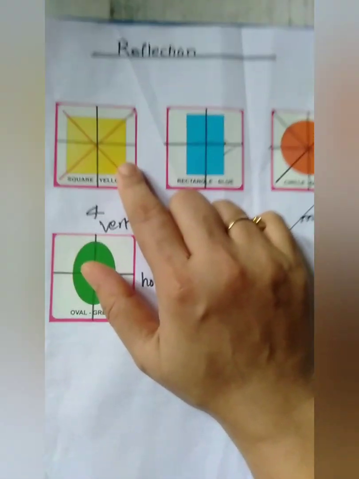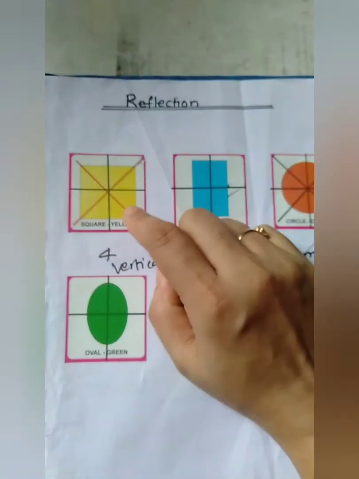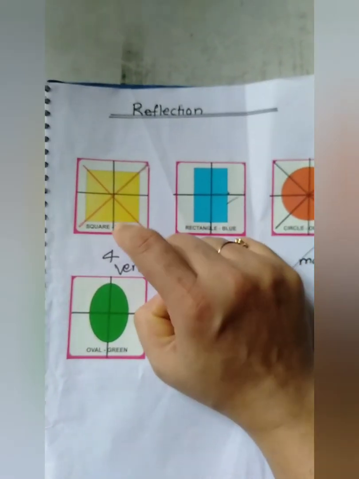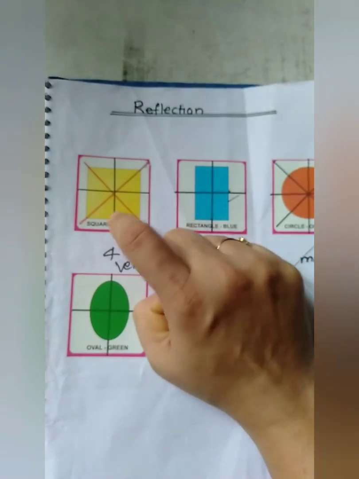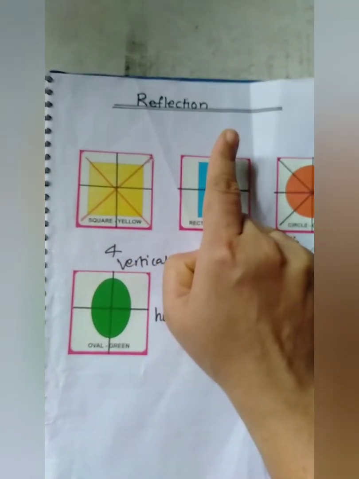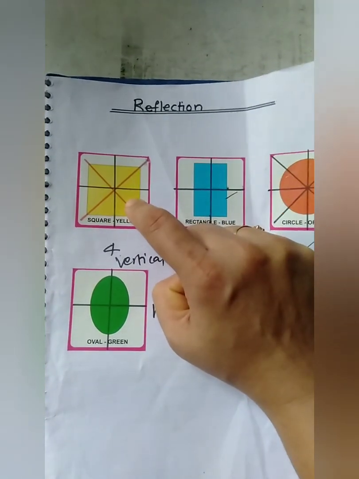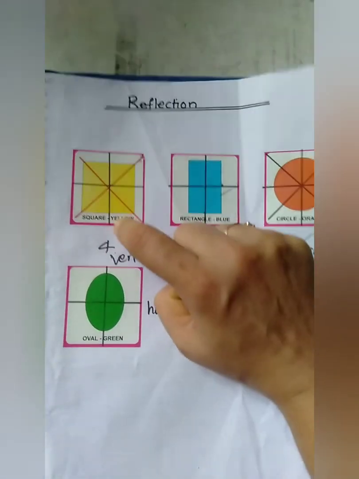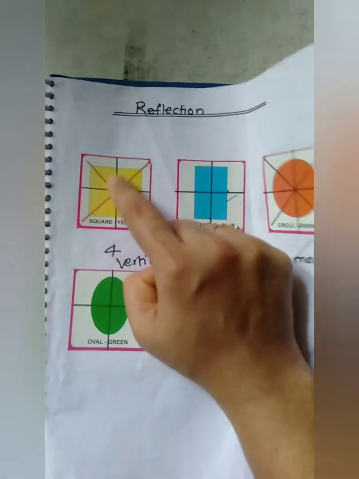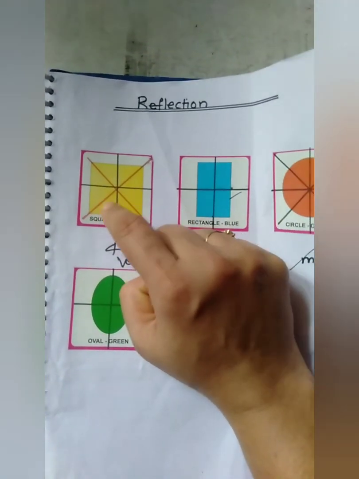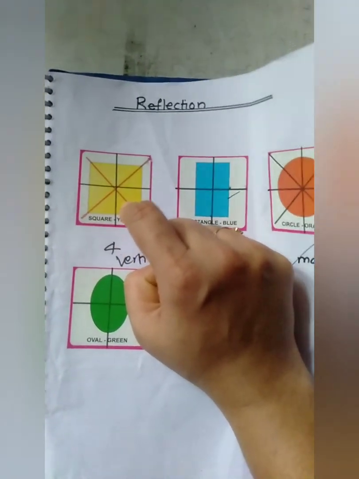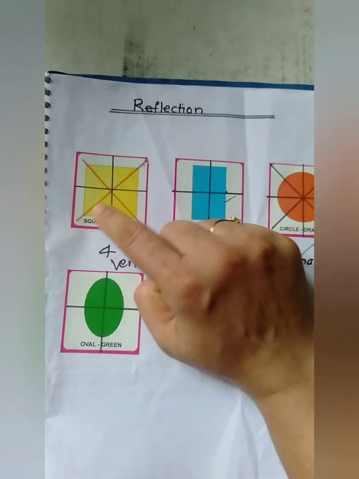Let us go to this figure now. This is a square. All of you know a square: all four sides of a square are equal. Here this side, this side, and this side are all equal. If I fold the square along this line, both the sides look the same. And similarly, if I fold it along this line, both the parts look the same. Similarly, I can fold the square along this line also.